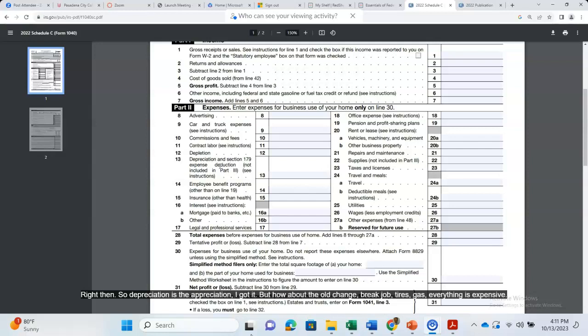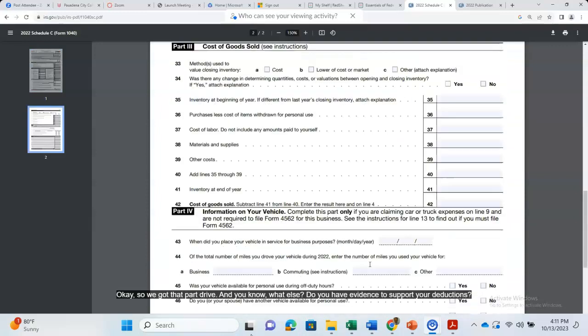But how about the oil change, brake job, tires, gas, everything is expensive. How do you want to count that? That is either actual expense or standard mileage. I suggest standard mileage, it's much easier. But what's the more beneficial? I don't know. Depends what you're driving. Are you driving a Cadillac? It's very expensive to maintain. Or you are driving a Toyota. If you are driving a Toyota, maintenance is low, so standard mileage may be better.